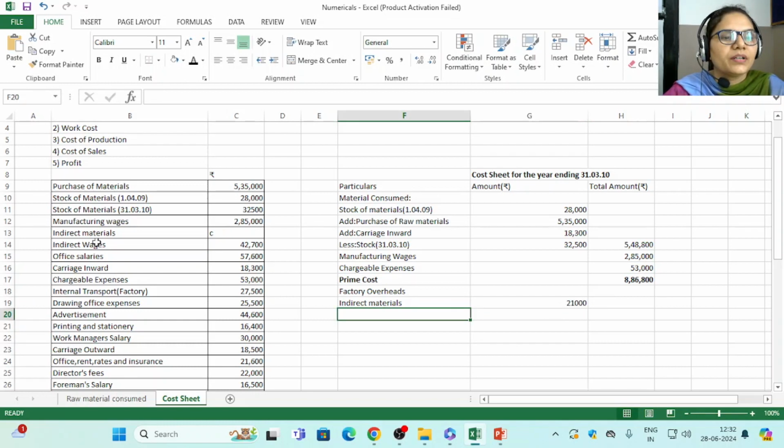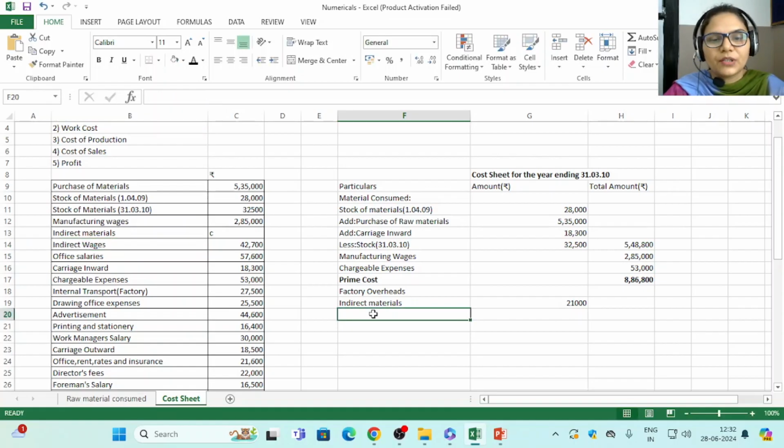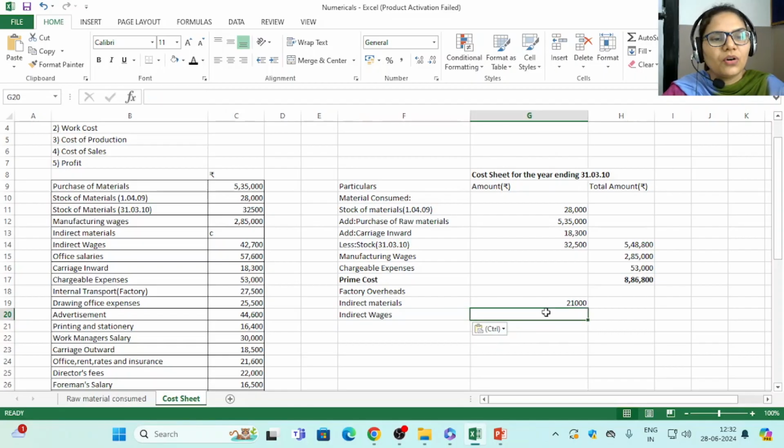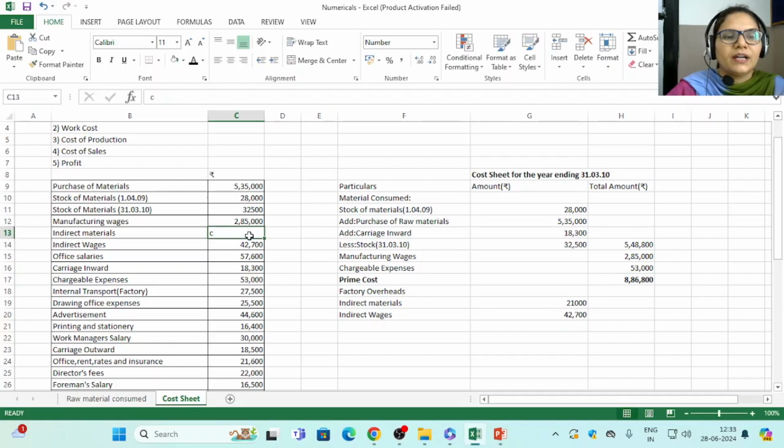Next is your indirect wages. Direct wages are to be shown in prime cost, as we all know, but if it's a matter of indirect wages, then we will show it in your factory overheads. It's 42,700. Indirect material value we will rectify over here, by mistake it has been deleted.